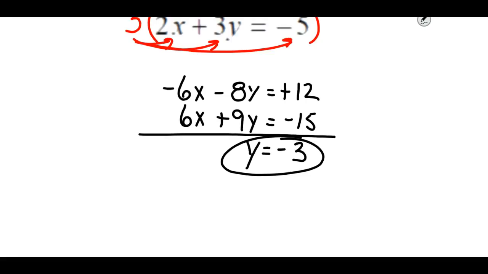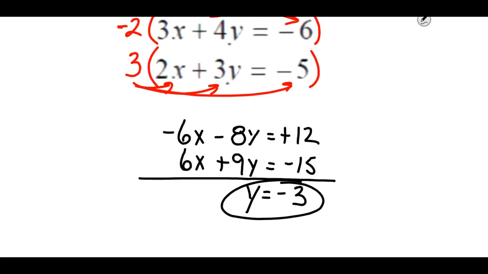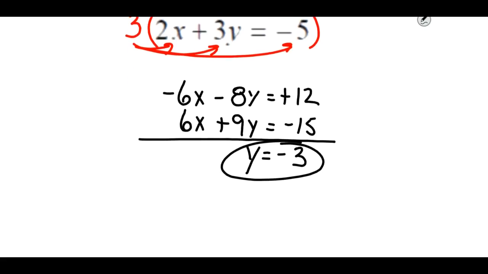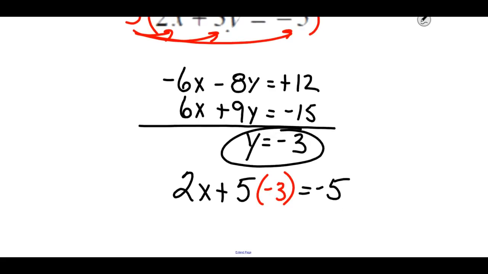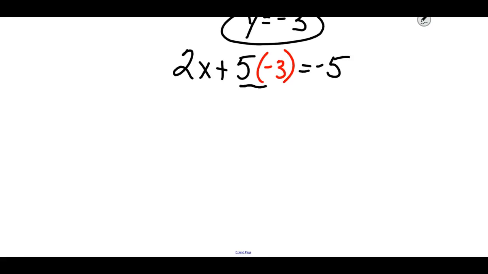Now I have to go back to the original equations, pick one of them, and then put this y in for y. So I'm going to pick the bottom one. So I've got 2x plus 5. This is where I'm going to substitute my -3 in for my y, equals a -5. Now I'm solving for x. So I'm going to simplify this part. So I have 2x minus 15 equals a -5.